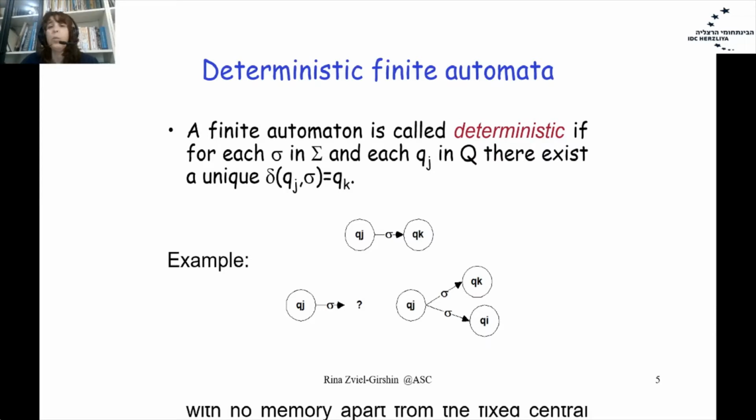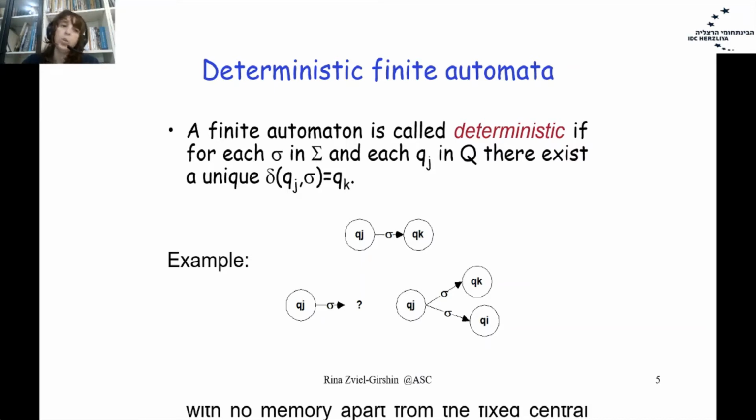A finite automaton is called deterministic if for each letter sigma in Sigma and each state q in Q, there exists one unique transition, delta(qj, sigma) equals qk. So basically, if we look at the example here, we have the state qj and transition with the letter sigma to qk. What can be else?